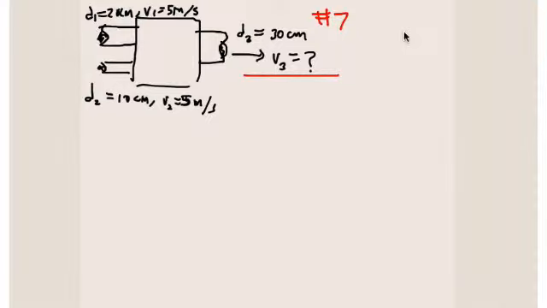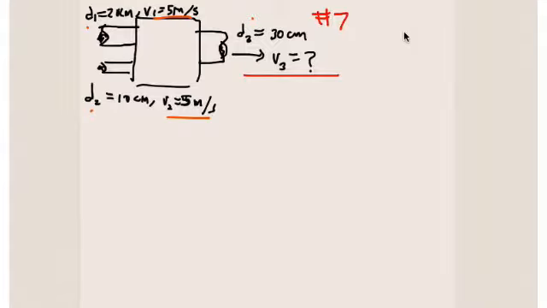Okay, this is number 7, and in number 7 we have an intake manifold where two different water flows are entering the manifold and one is exiting. And you can see here we've got the different sizes. I'm not drawing these very well, but D1 is equal to 20 centimeters, D2 is 10 centimeters, and you're given the velocity in both of these being 5 meters per second. And the question is, what is the velocity for the diameter 3, which is 30 centimeters?